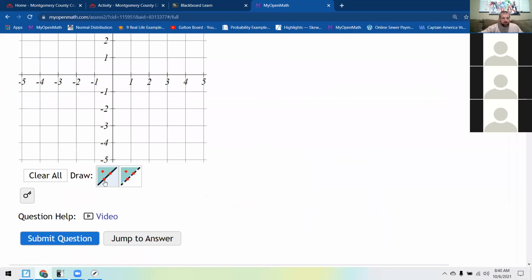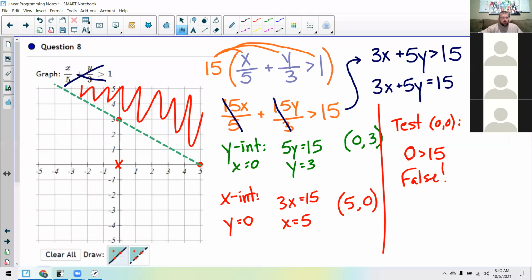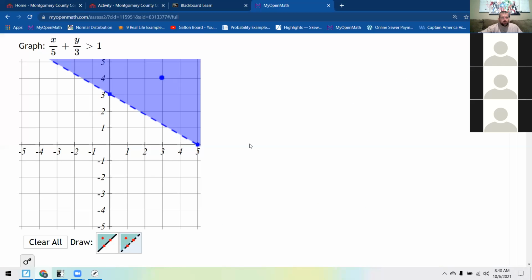So let's find that question. It's this guy right here. Dotted line, I'm going to click that first. 0, 3, we said. So there's your y-intercept. 5, 0. There's your x-intercept. Trying to get that as close as possible. And we were shading above it. Any point above it. Boom, just like that. Yep, perfect.